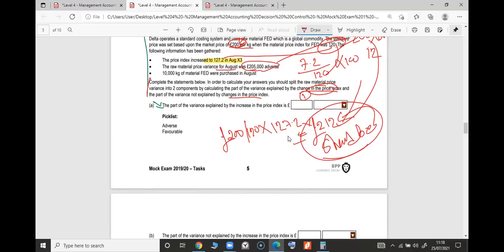The part of the variance explained by the increase in the price index. Tell me, is that adverse? Of course, it is going to be adverse, isn't it? The part of the variance explained by the increase is going to be adverse, but adverse by how much? Because your indexation has increased, it is going to be adverse, no doubt, but adverse by how much? Who does that calculation for me?